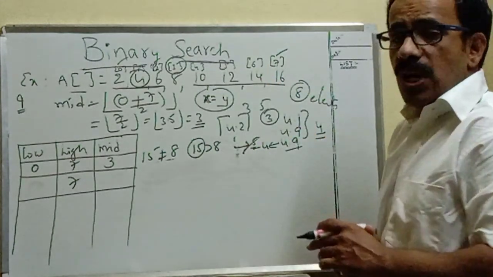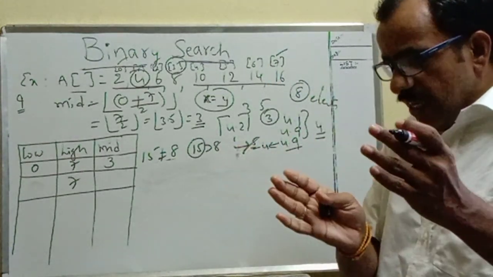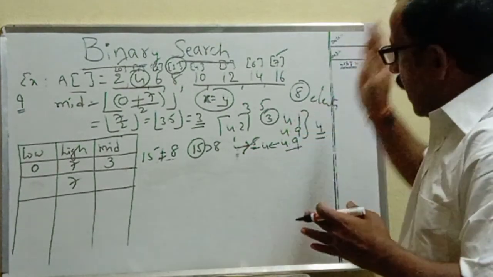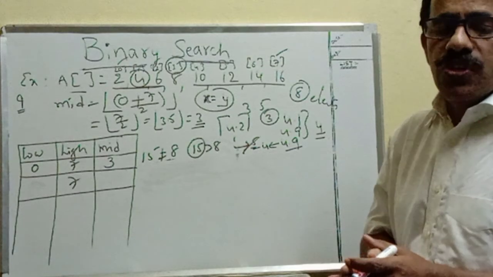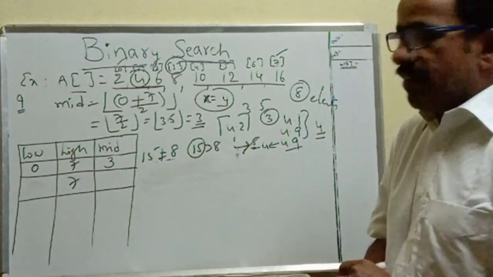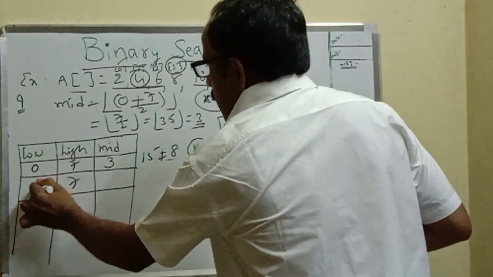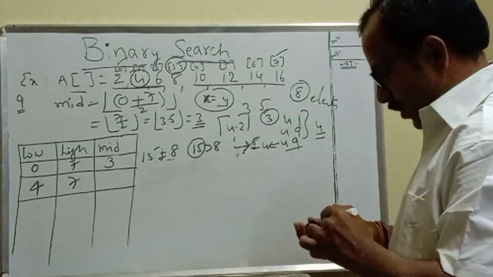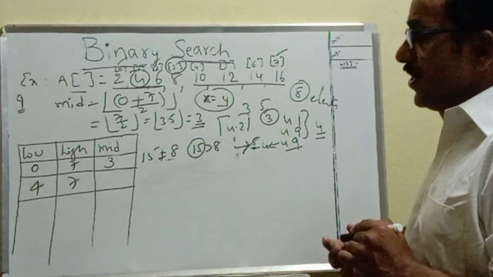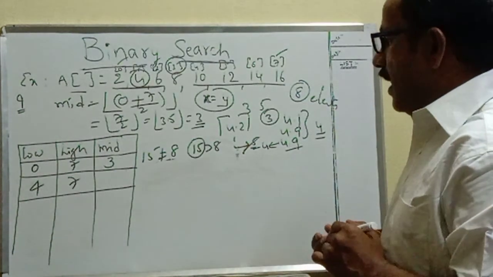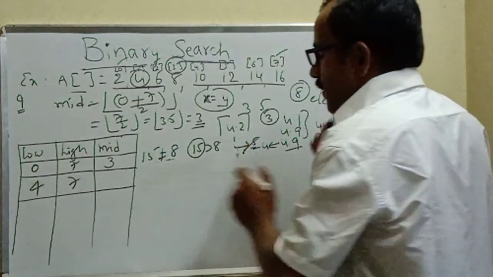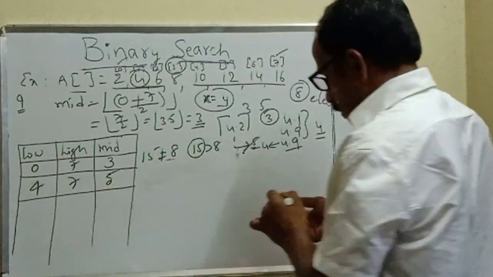Then how can we get low? If you select the left side portion, high is going to be updated, low is as is. If you select the right side portion, high is not going to update, low should update. Low will be the next immediate location of mid. Mid is 3, so the next immediate location is 4. That becomes low. So (4 plus 7) by 2 is 11 by 2, which means 5.5. But we are not going to take 5.5, we are going to take the floor value. The floor value is 5.